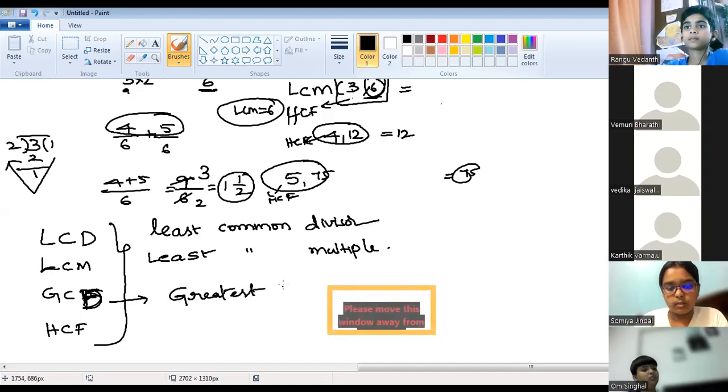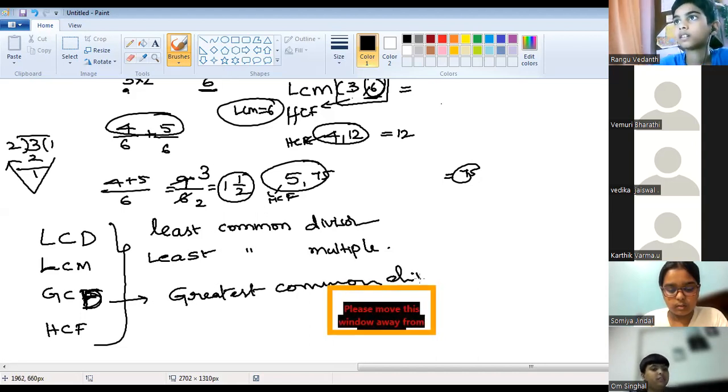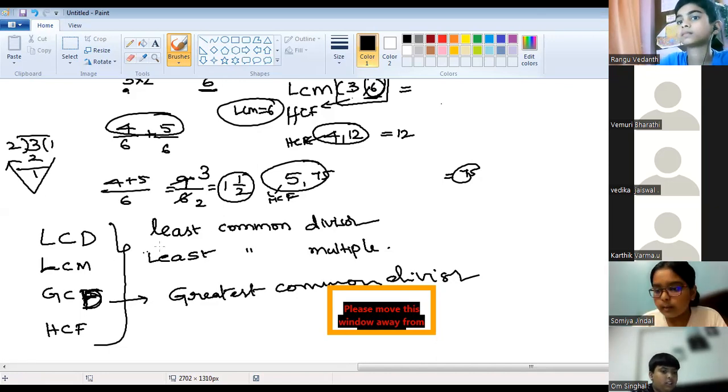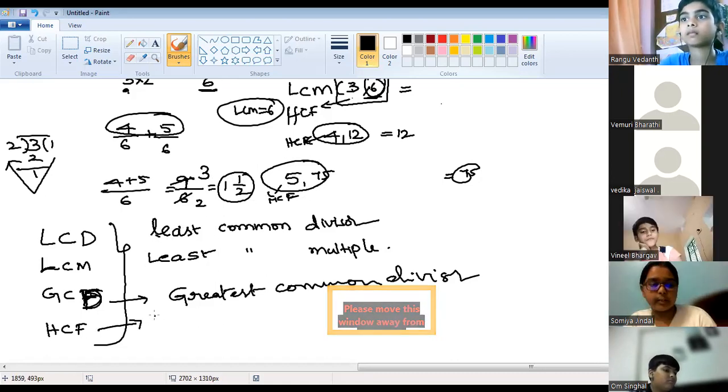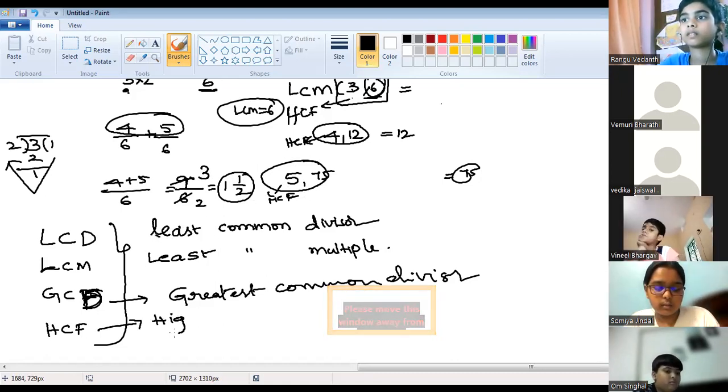Greatest common divisor, highest common factor, common divisor. Yes, common factor. Highest common factor. Ma'am, can you tell where GCD and LCD are used? HCF, highest common factor. Yes, correct, children.